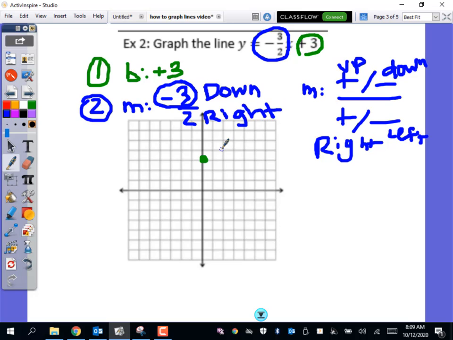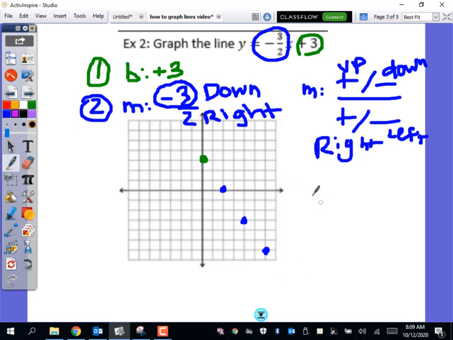Okay, so let's move from our y-intercept. We're going to go 3 down. 1, 2, 3, and 2 to the right. 1, 2, put a dot. Can I do it again? Yes, I can. 1, 2, 3, 1, 2, put a dot. You're going to draw as many dots as you can on this graph before you connect. And can I go again? Yes. 1, 2, 3, 1, 2, dot. Can I go again? No, because then I'd be off the graph.